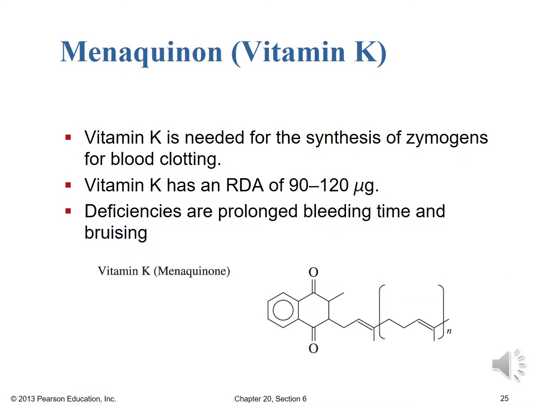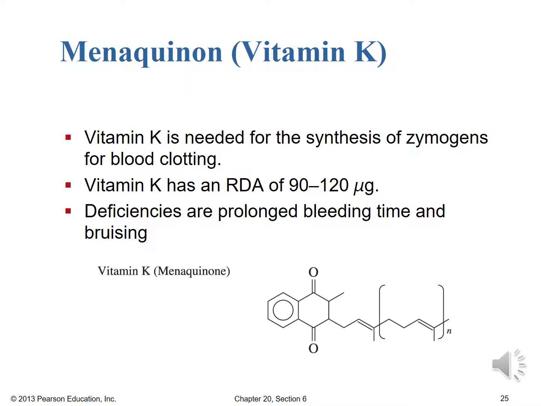Okay, and I know you guys waited a long time for it, and here it is, our last vitamin for discussion, menaquinone, or vitamin K, as it's much more commonly known. It's needed for the synthesis of zymogens for blood clotting. It has an RDA of 90 to 120 micrograms, and deficiencies are prolonged bleeding time and bruising. So this vitamin K is very important in that clotting. I believe that K is from the German for coagulation, because of its involvement there.